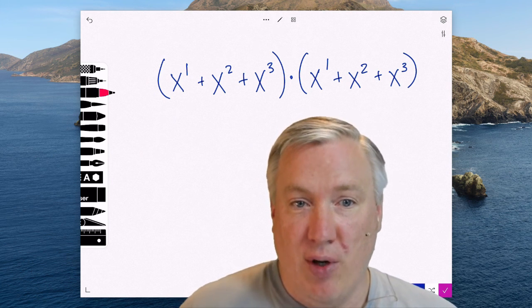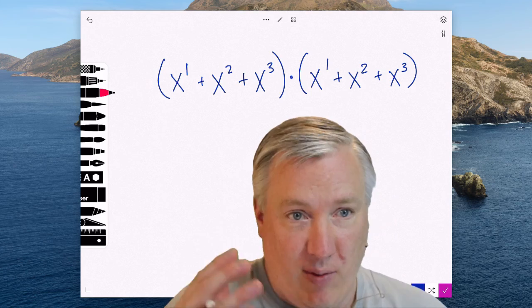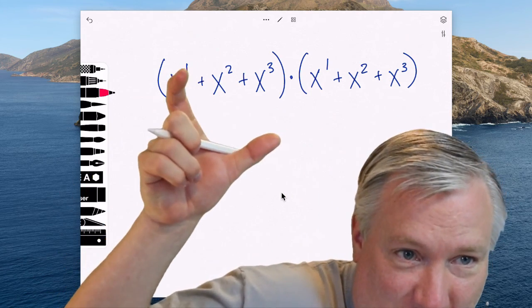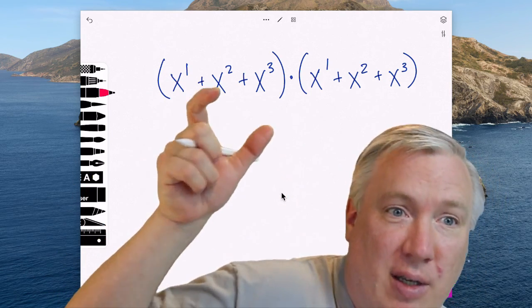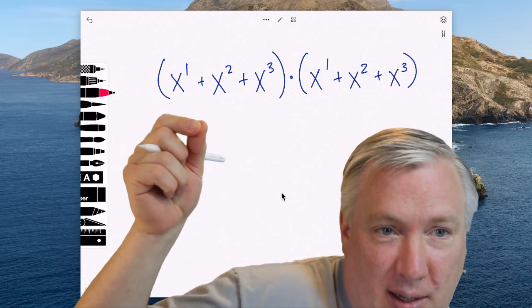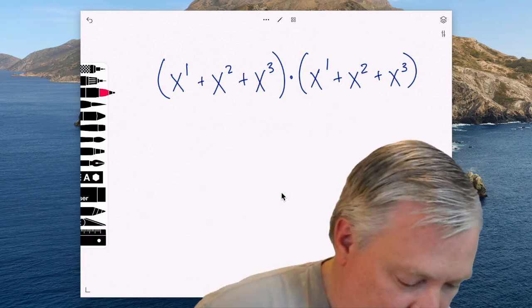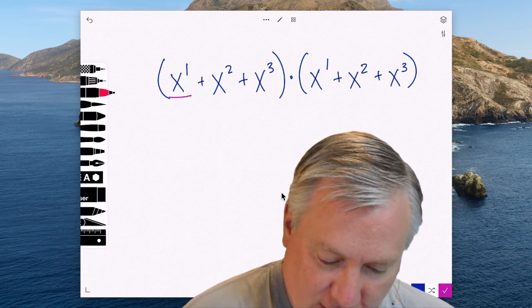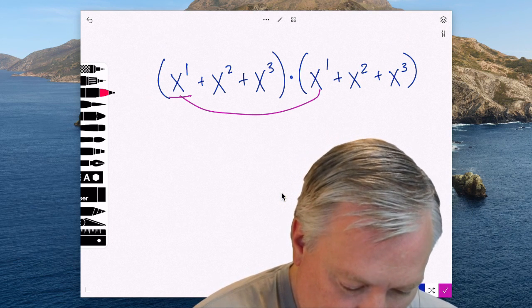So we're going to distribute. Whenever we multiply one polynomial times another, we need to multiply every term in one by every term in the other. So I'm going to have to multiply x to the first times every one of these.